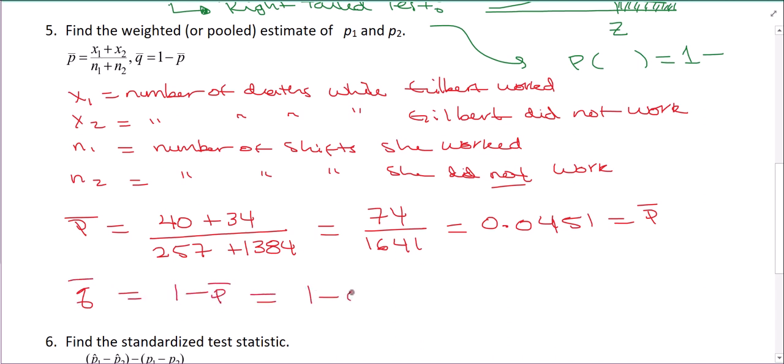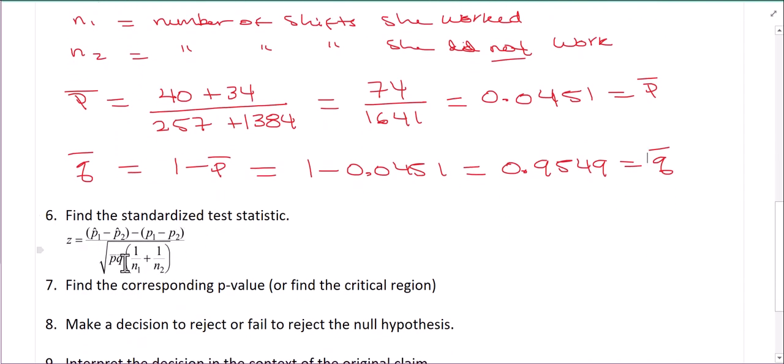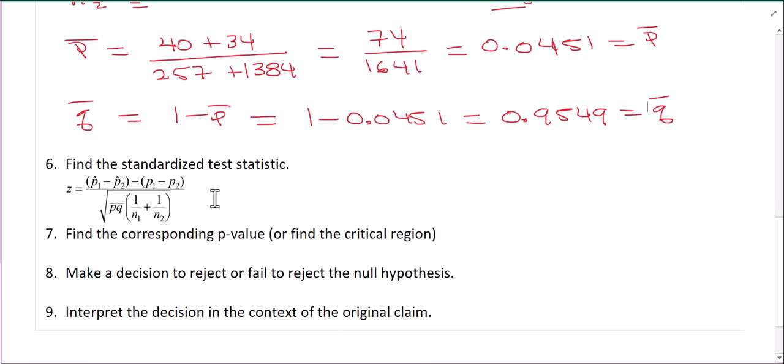So this will be 1 minus 0.0451, which we get 0.9549. So that's our P bar and Q bar. And we need those so that we can compute our standardized statistic, so our z-score. So now we're ready to compute this.